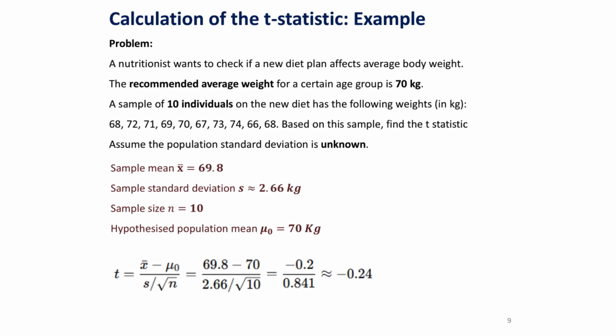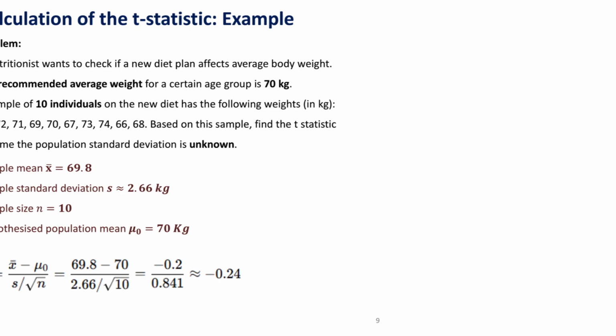A nutritionist wants to examine whether the average body weight under a new diet plan differs from the standard value of 70 kg. Since the population standard deviation is not known, a sample of size n equals 10 is taken, and the sample mean, x bar, and sample standard deviation, s, are calculated from the observed data. The equation of the sample standard deviation shown in slide 6 can be used to calculate the value of s. The t-statistic is then calculated by substituting the known and sample-derived values in.